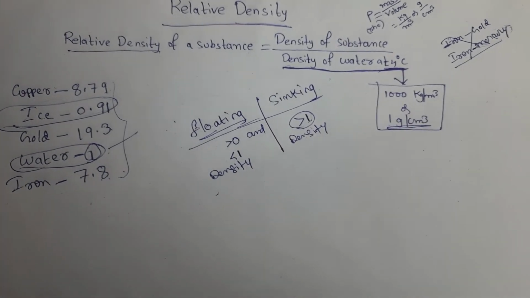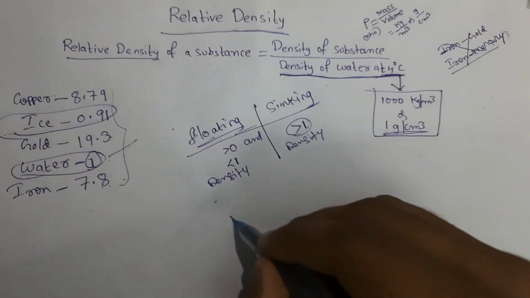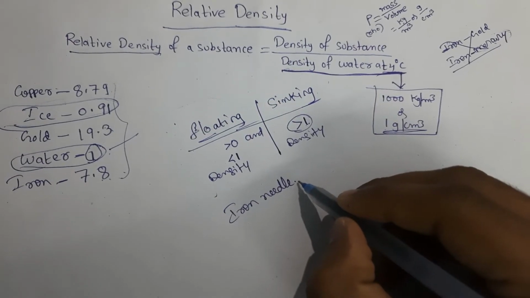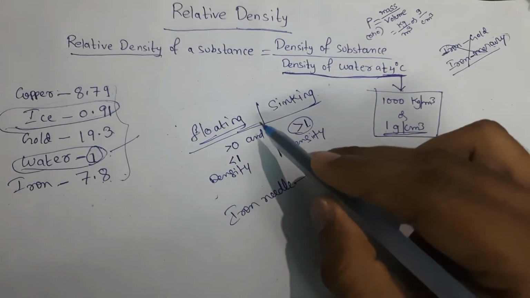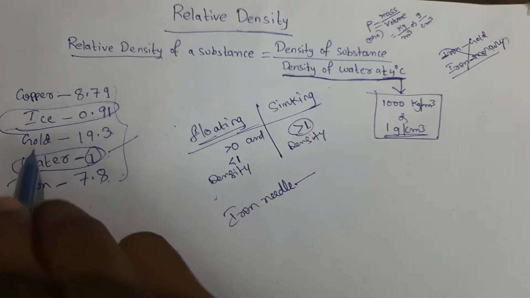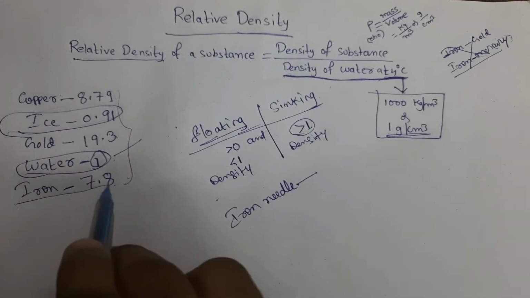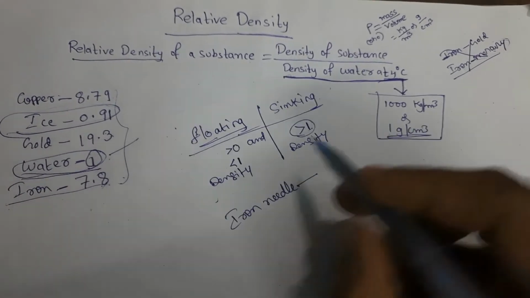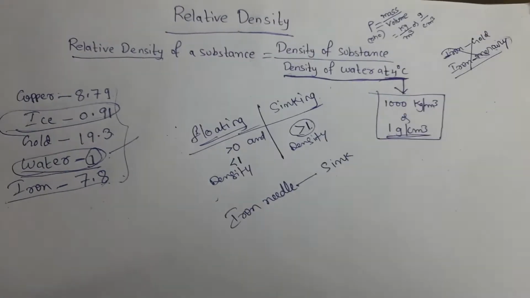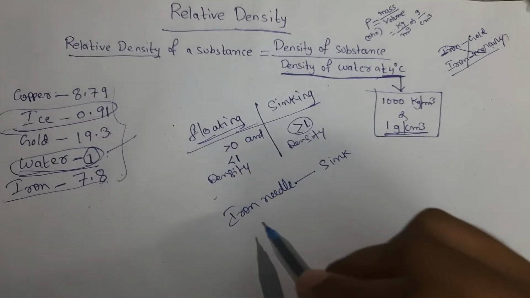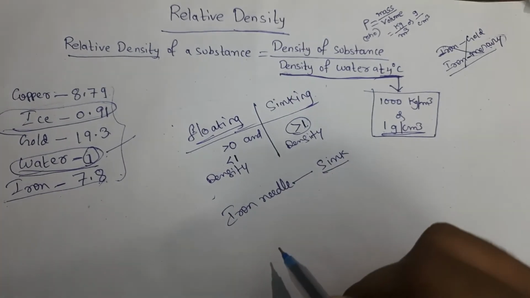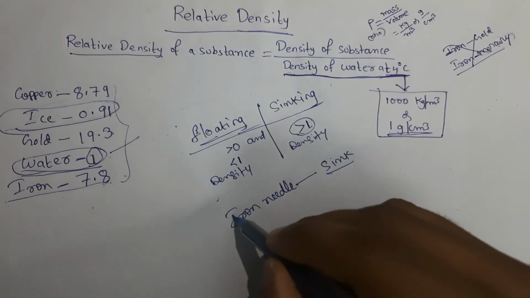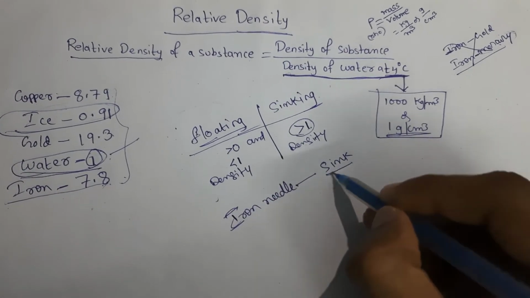Now, for example, if you take an iron needle, will it float in water or will it sink in water? Because iron's relative density is 7.8 and water is 1, and it is greater than 1, the iron needle will sink. Okay, now you can get a doubt here. The needle is made of iron and it will sink in water.